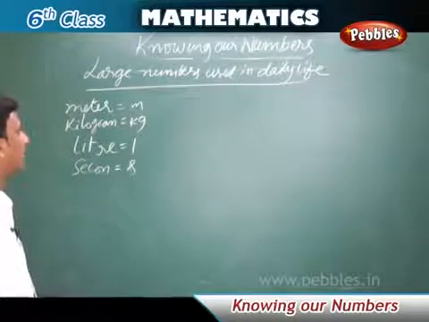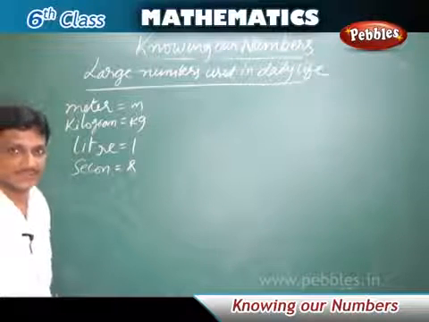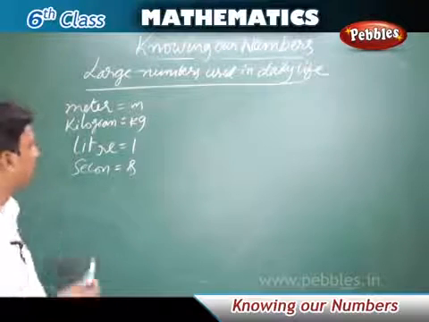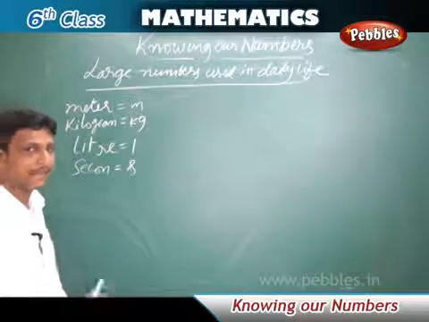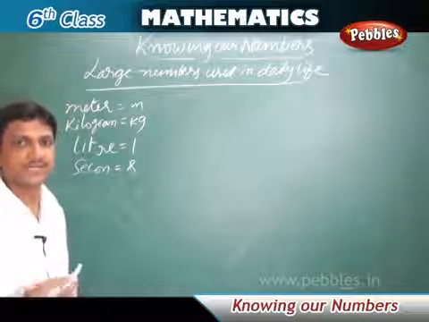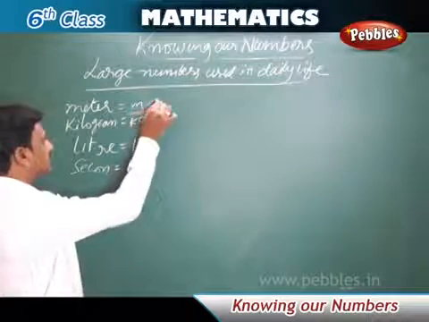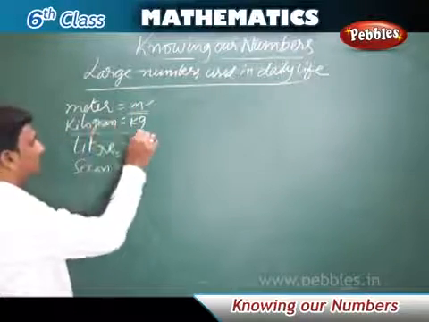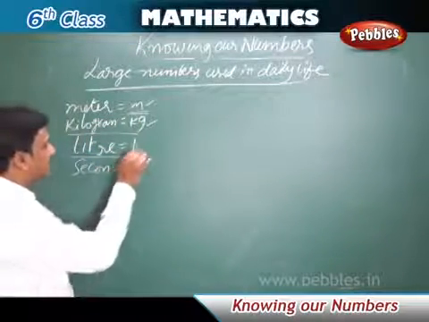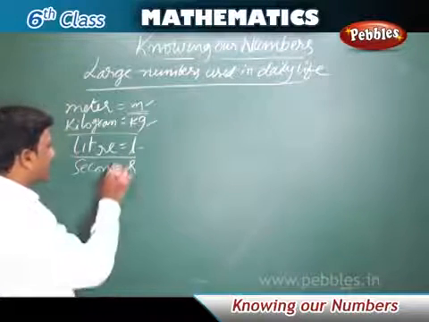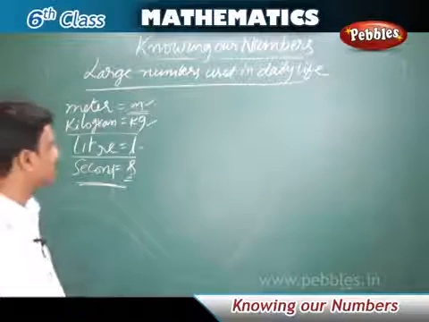Large numbers used in our day-to-day life situations. In our daily life, we need to measure many things: length, weight, volume, time and so on. So we need some units to measure them. For example, to measure length we have a standard unit, the meter; to measure weight we have the kilogram, written as kg; to measure volume we have the liter, denoted by L; and to measure time we have S for seconds.